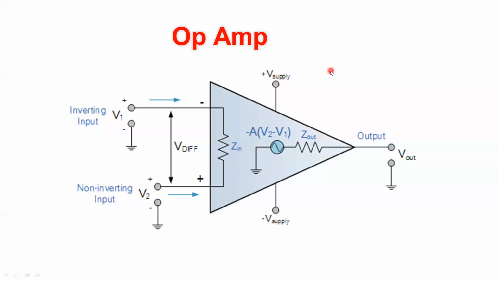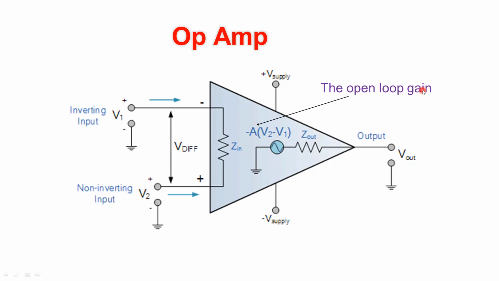So I'm sorry for this type of mistake. So this is the open loop gain. Simply, the output is the difference between these two input terminals multiplied by some gain, which is the open loop gain. This is a very important point to understand, because maybe one or two slides later, we will go into details about what the open loop gain is.